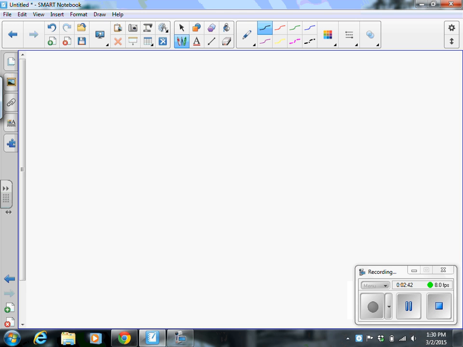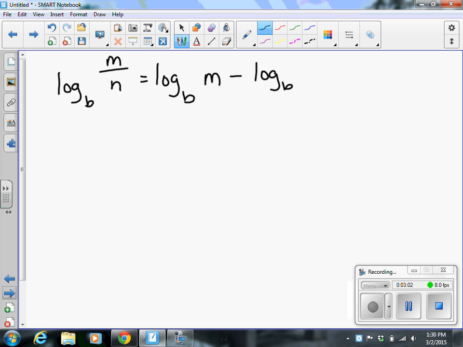All right, so when I'm multiplying, I'm adding. When I'm dividing, I'm subtracting. Okay, so the log of base b of m divided by n equals the log of base b of m, because that's our numerator, it's the top number, minus the log of base b of n. Okay, that makes sense. When we're multiplying, we're adding. In this case, we're dividing, so we have to subtract.